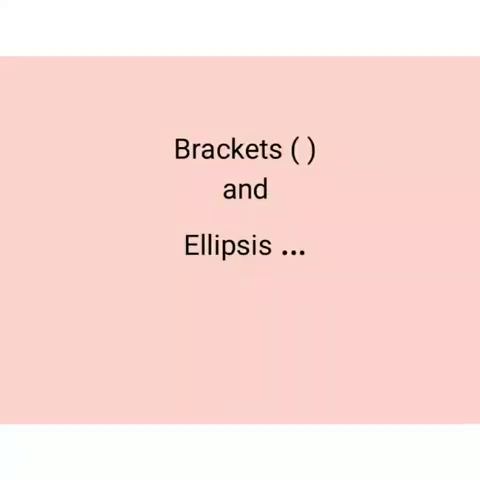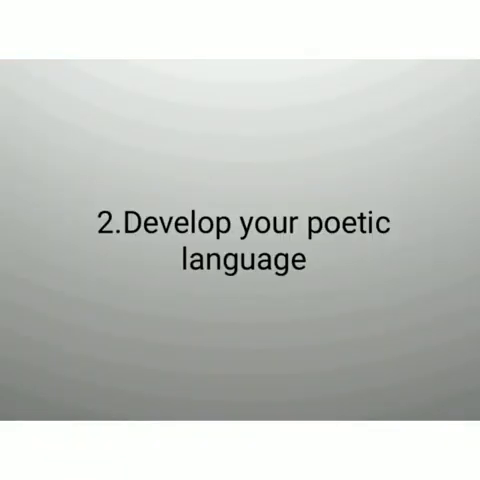Here, the poet uses brackets and ellipses. Ellipsis is used to create a mysterious effect in the poem. The second topic, develop your poetic language.